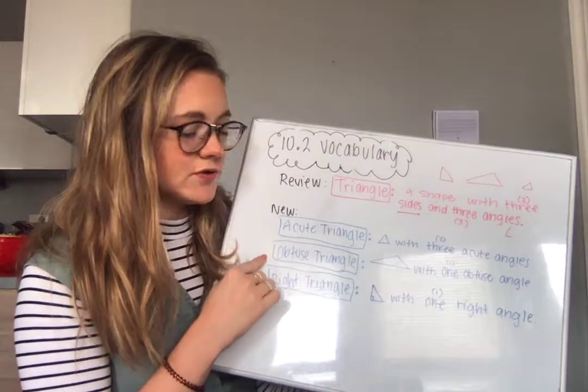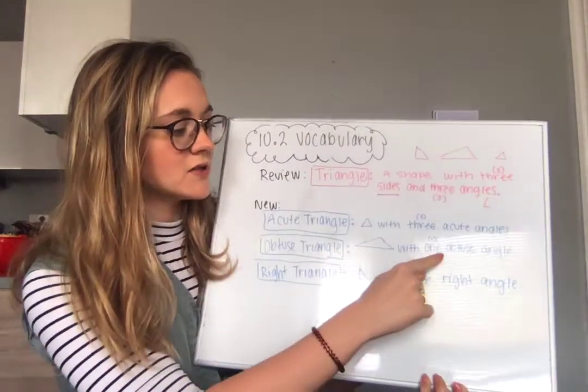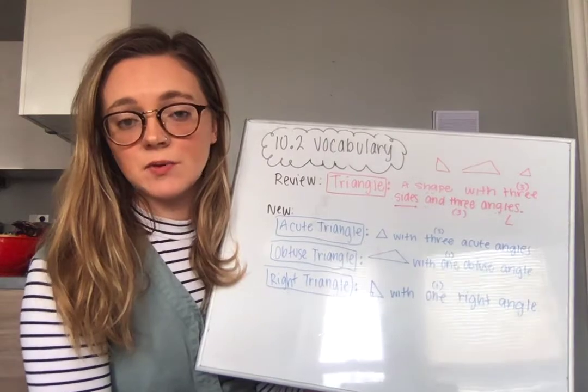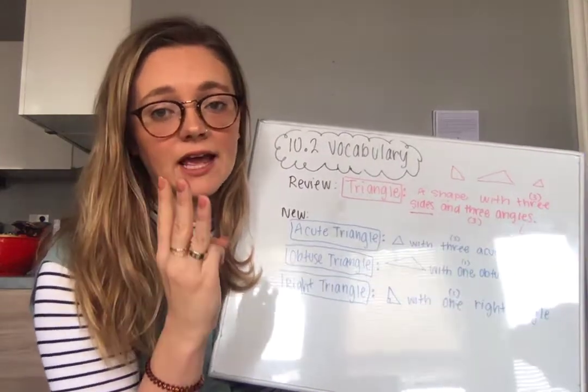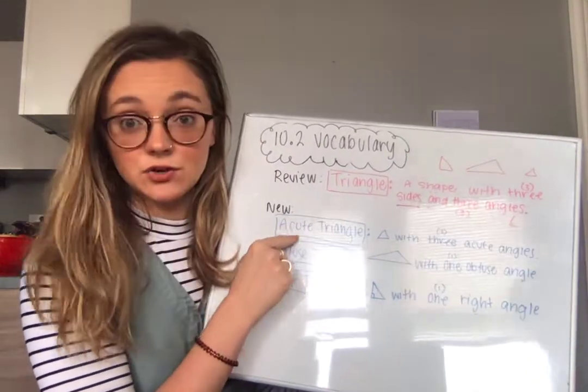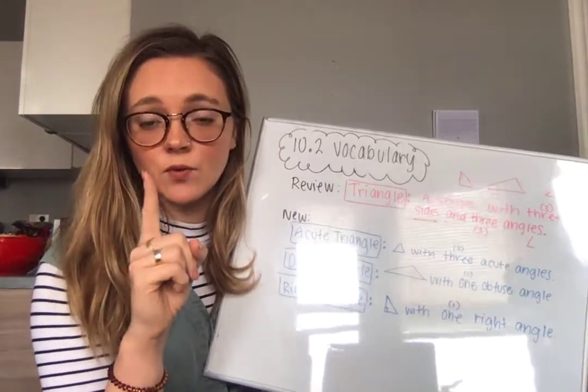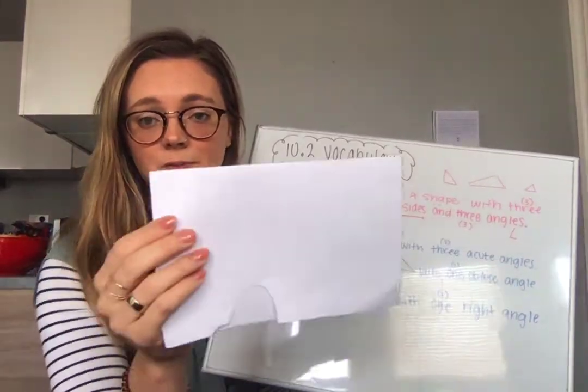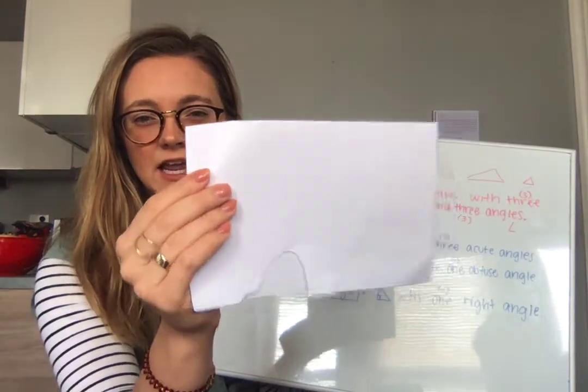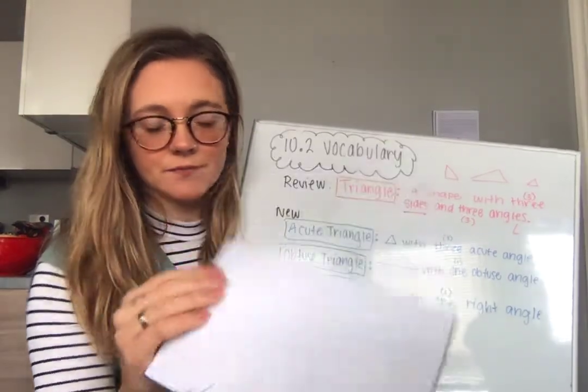The next is an obtuse triangle. An obtuse triangle has 1 obtuse angle. That's going to be important to remember. Not all 3 angles are obtuse. In acute, all 3 are acute. But in obtuse, we are just looking for 1 obtuse angle. That means when I put the corner in that angle, it's going to be bigger.